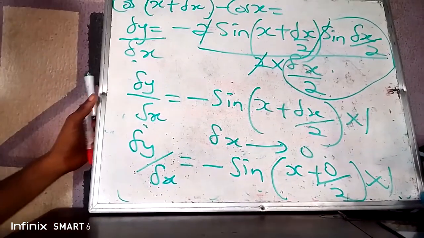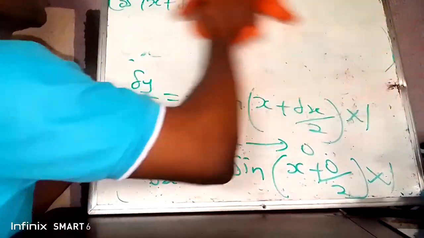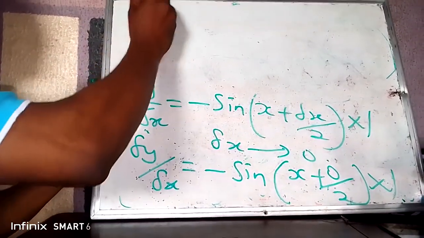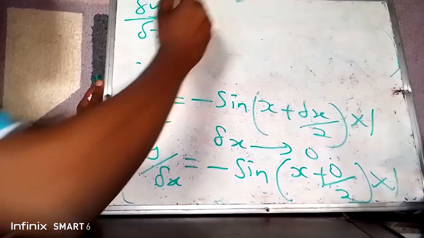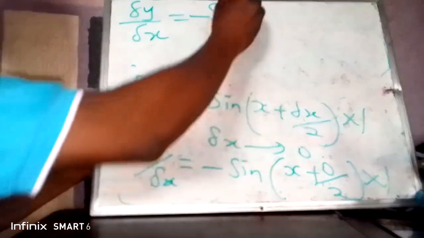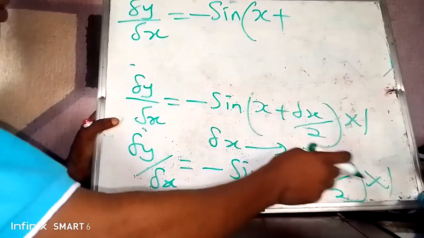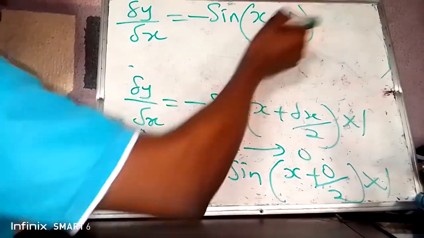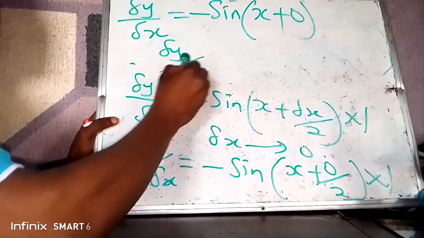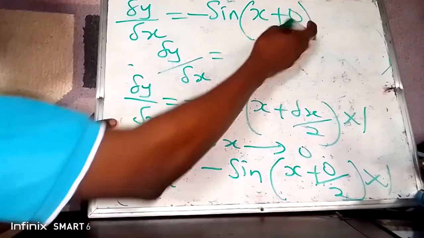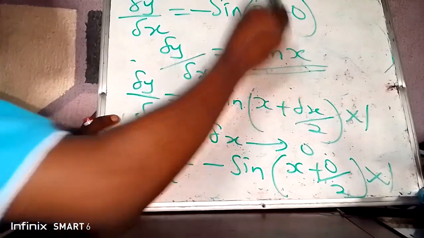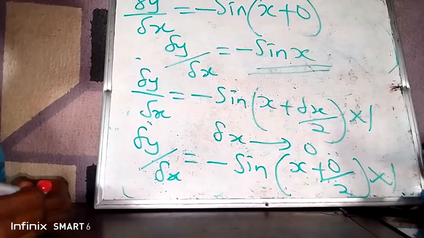So dy/dx gives me minus sine of (2x plus 0) all over 2, that is x. Forget about times 1, it gives the same thing. So dy/dx equals minus sine x. That is the derivative of cos x, giving us minus sine x.